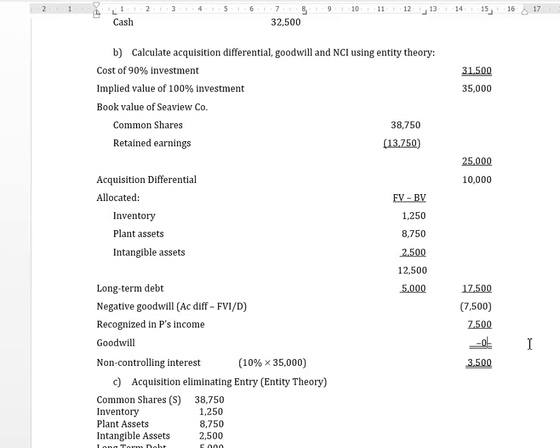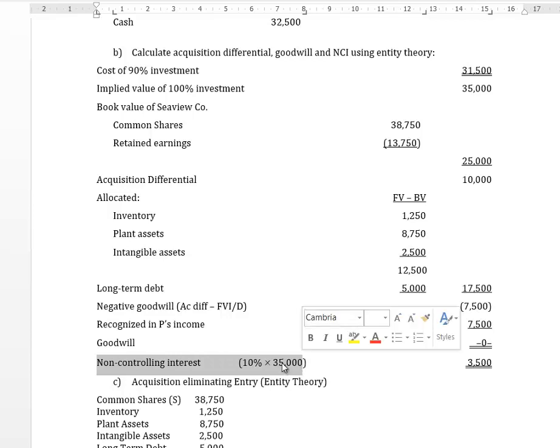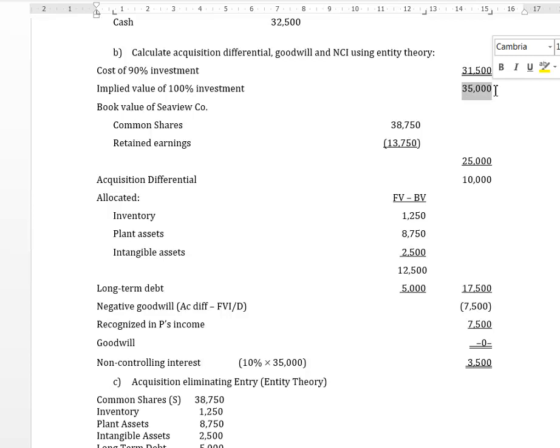Some of you took the goodwill onto the consolidated statement and made it negative. So good for you for calculating negative goodwill, but again, it gets allocated to the parent's income. Therefore, we don't have any goodwill in the consolidated statement. That's why some of you may have balanced to the wrong number. Now, when you're calculating NCI, don't forget, under the entity theory, NCI gets its share of the implied value. It includes the negative goodwill. So therefore, NCI is going to be $3,500.